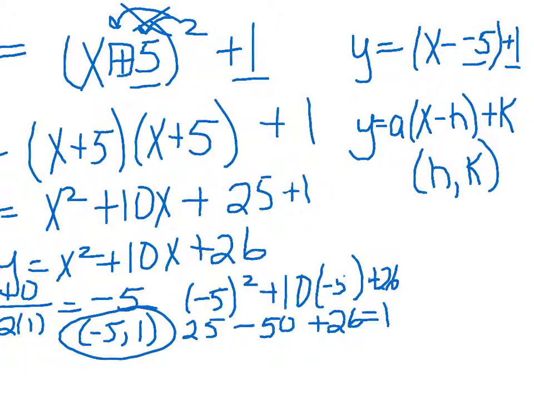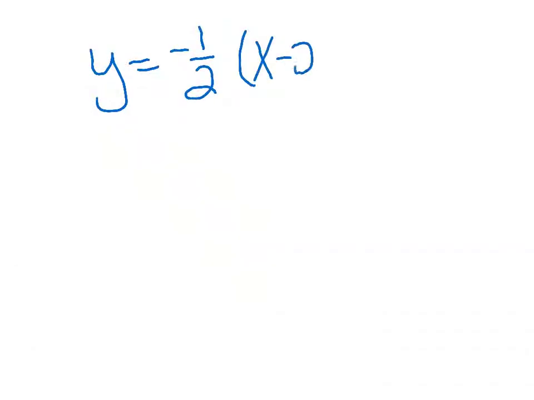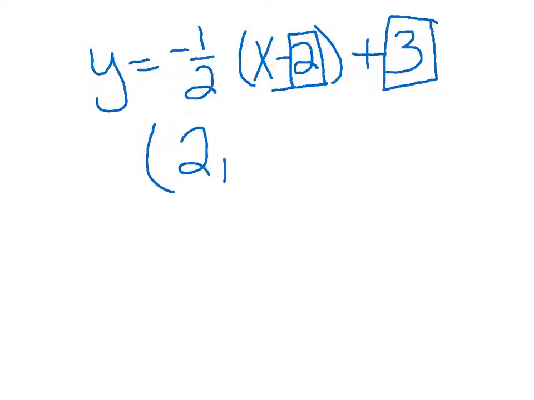So let's practice that a little bit. What if we had y equals negative 1/2 times x minus 2 squared plus 3? What is our vertex? Well, we can read it straight off, can't we? Because this sign is fine, so we're just going to pull off the 2. This sign is fine, so I'm going to pull off the 3. This is a really nice form to just find the vertex real fast.